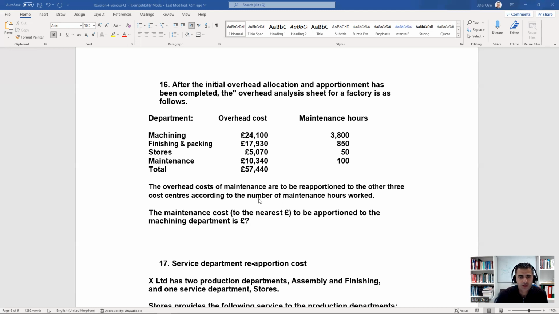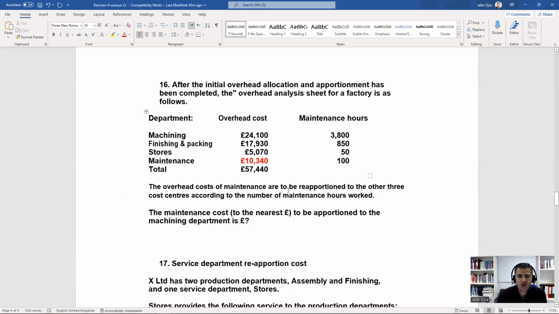So the overhead cost of maintenance is to be reapportioned to the other three cost centers according to the number of maintenance hours worked. So when it comes to overhead allocation, after we allocate all the overhead costs, the final step is to reapportion the service departments into the production departments.